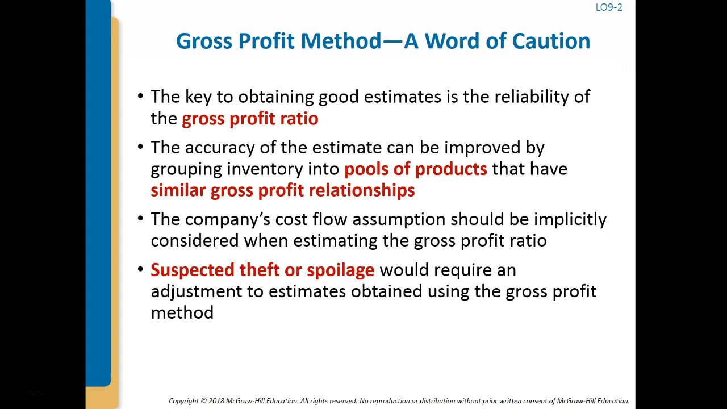Another difficulty with the gross profit method is that it does not explicitly consider possible theft or spoilage of inventory. The method assumes that if the inventory was not sold, then it must be on hand at the end of the period. Suspected theft or spoilage would require an adjustment to estimates obtained using this gross profit method.